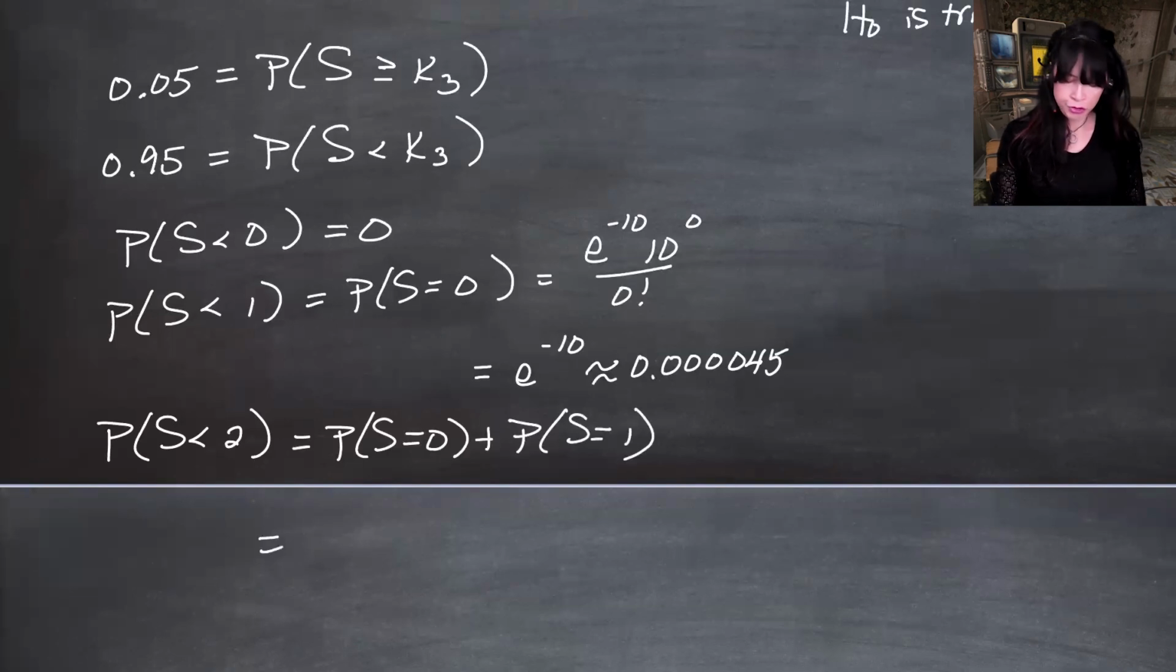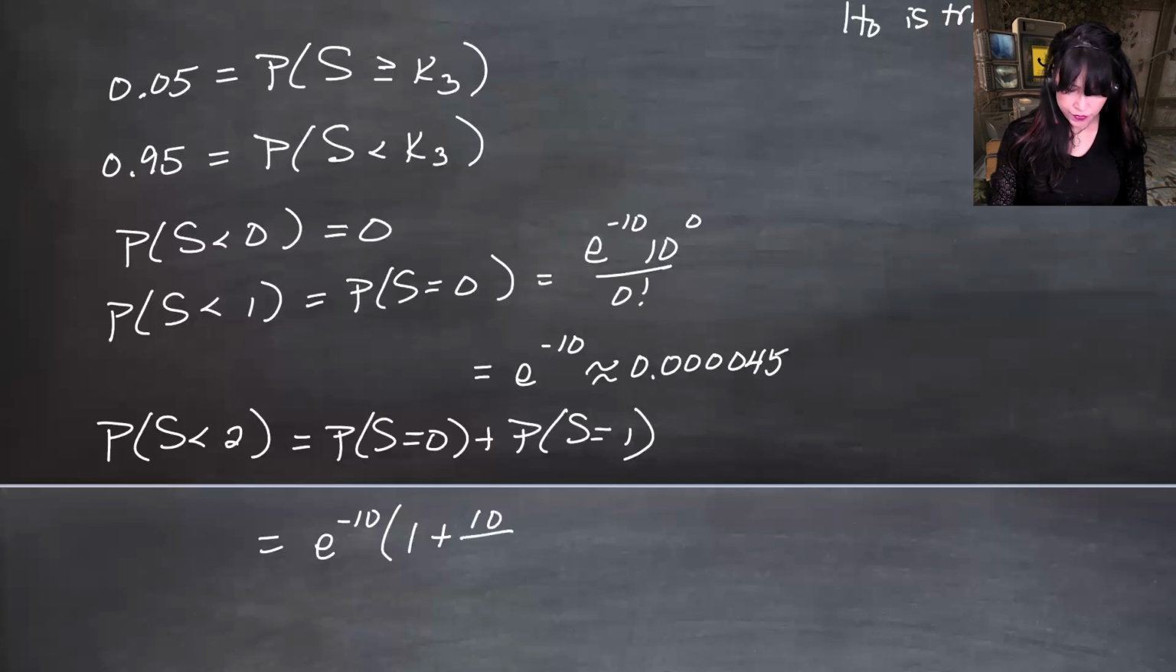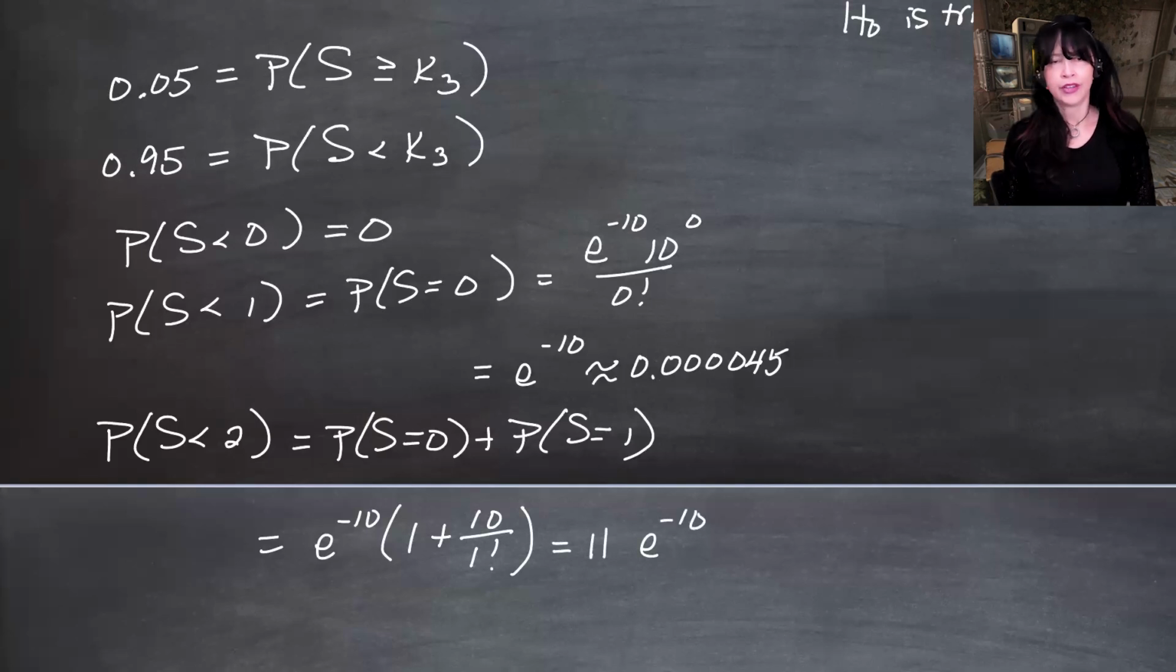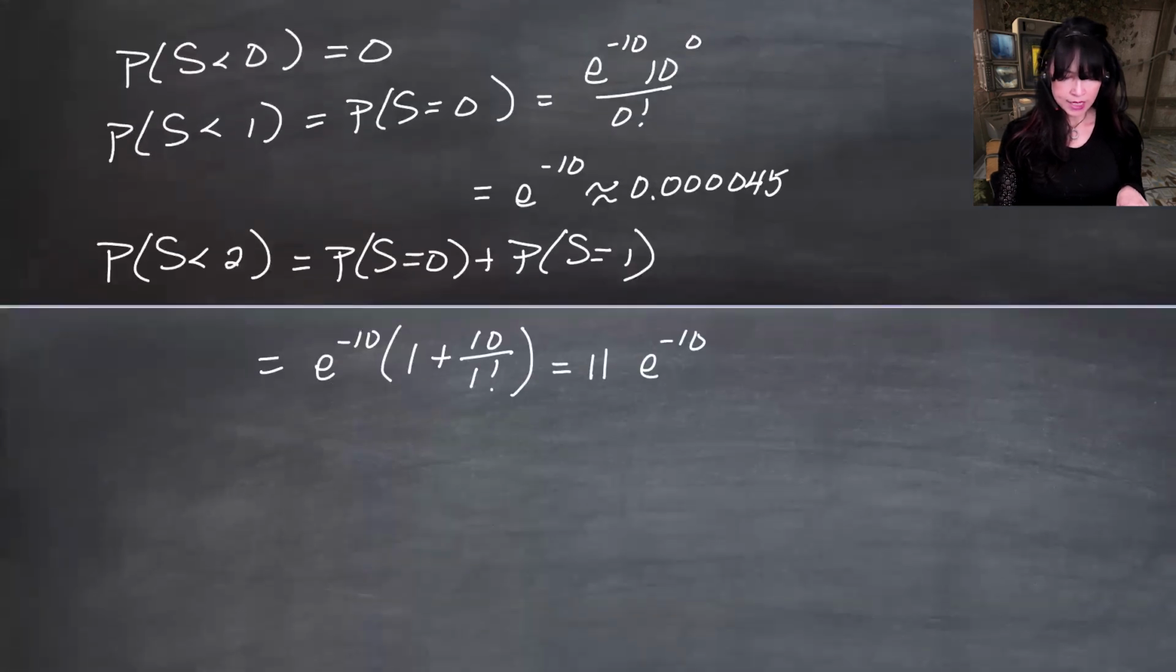When you add these together, they're both going to have an e to the negative 10, and then the S equals 0 case, we're going to get a 1, and the S equals 1 case, I'm going to get 10 over 1 factorial. So this is 11 e to the minus 10. And if you calculate that, that's still not 0.95. It's below 0.95.